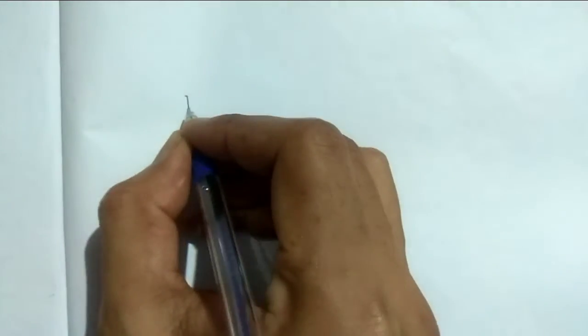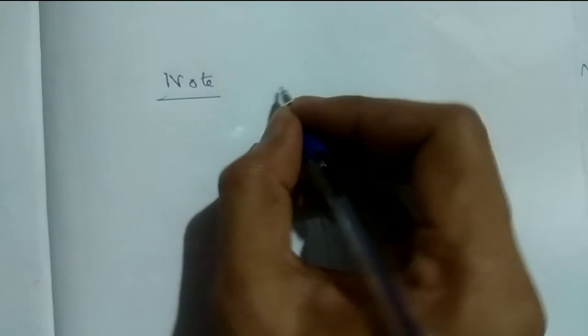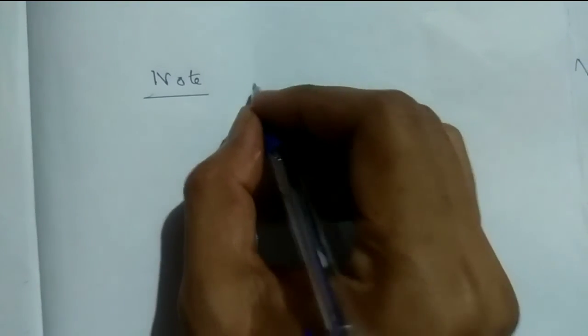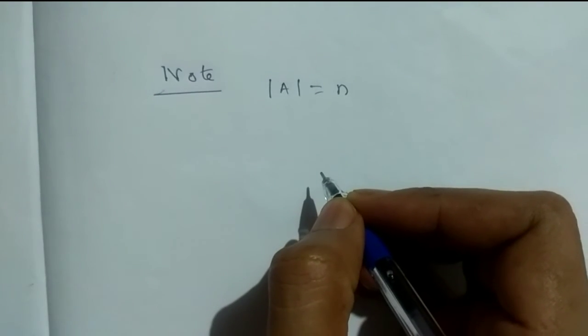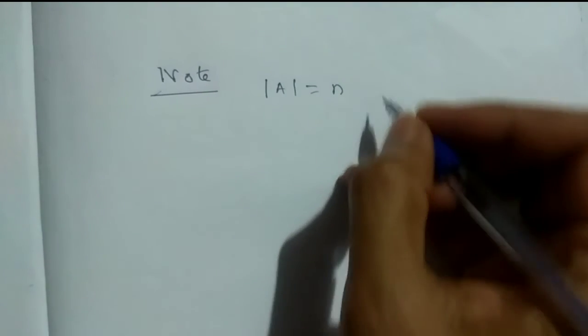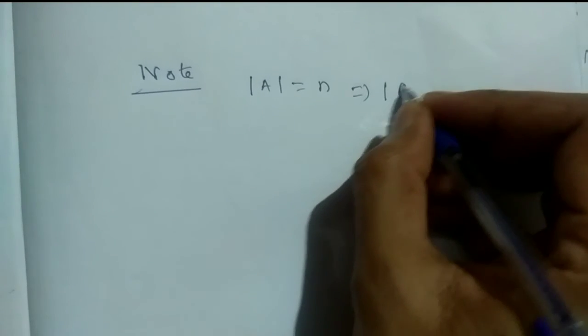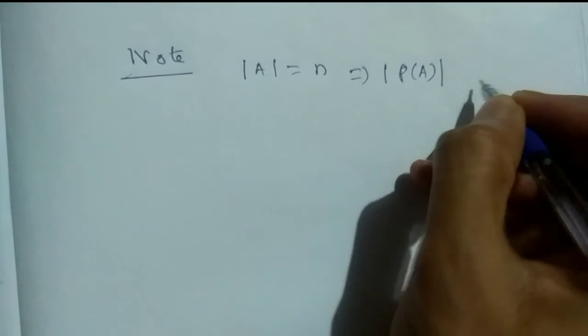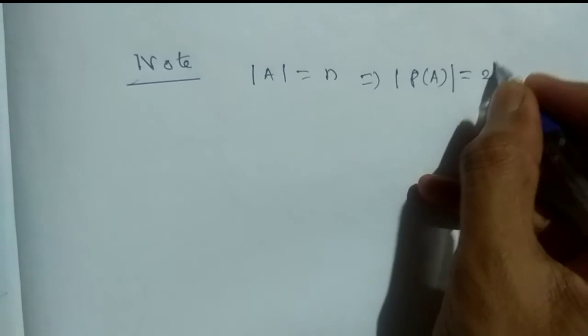One note we must know: if the cardinality of A equals n, that is, the number of elements in the set A equals n, then the cardinality of rho of A, that is the number of elements of the power set, equals 2 to the power n.